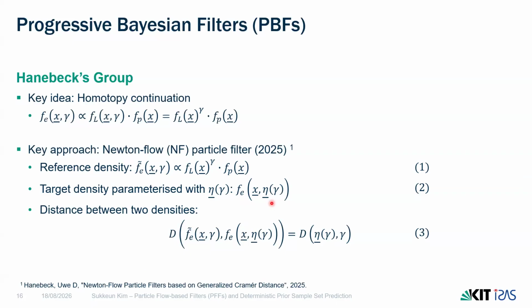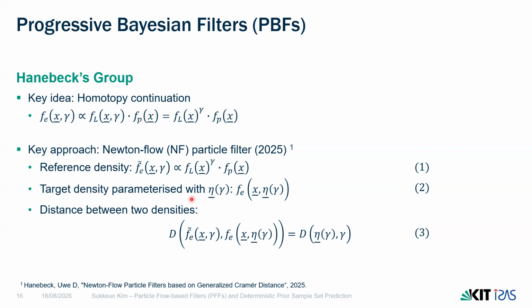So for example, if the target density is Gaussian distributed, then eta will be the first two moments, mean and covariance or variance. And if the target density is represented using samples or particles, then it will be the position of each sample. That's what we parameterize with the eta. And of course, you can use some other way as well. You can even use normalizing flow. So this is the target density.